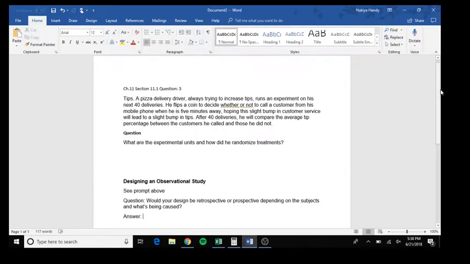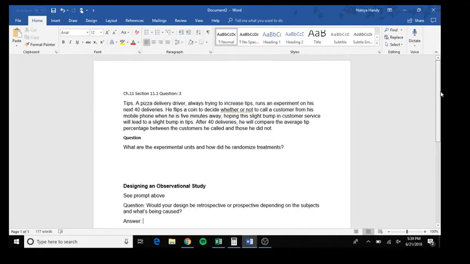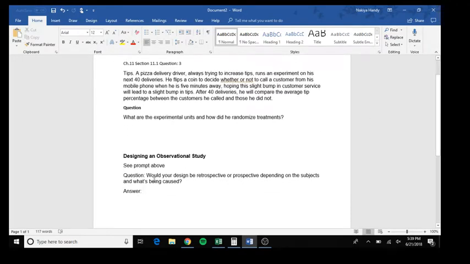So I have observational study, which is a study based on data in which no manipulation of factors has been employed. And I did a randomized experiment, which is an experiment that is using experimental units to treatment groups using some form of randomization. So designing an observational study, it says see prompt above so that I don't have to rewrite it over. But the question that I came up with was, would your design be retrospective or prospective depending on the subjects and what is being caused?